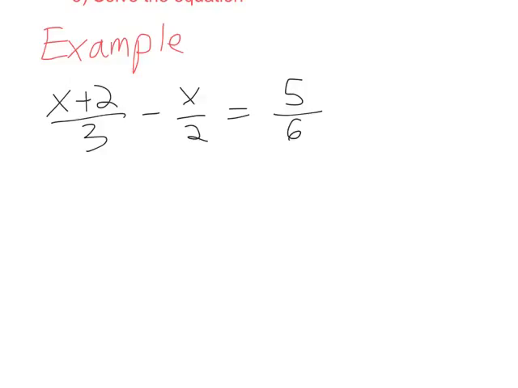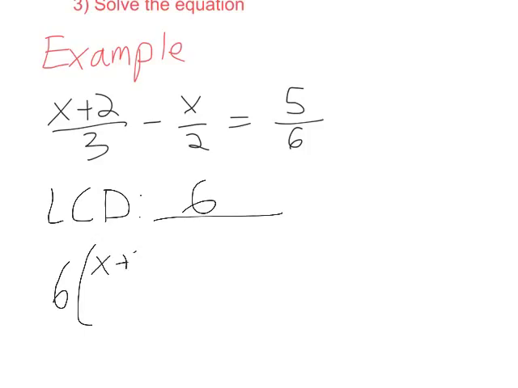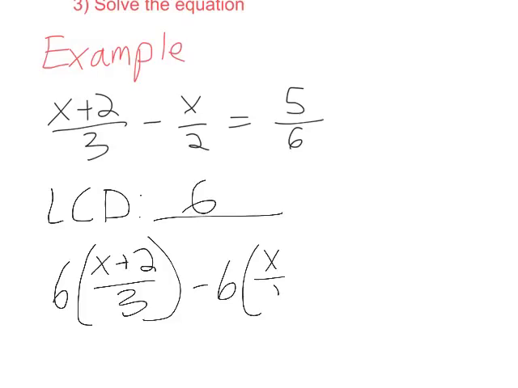It'll still work. So my denominators are 3, 2, and 6. 6 is the smallest number that all of those would go into, so 6 is going to be my least common denominator. And what I'm going to do now is multiply it times each individual term. Even if they weren't a fraction, you'd still want to multiply it by the 6. So we get 6 times (x + 2)/3 minus 6 times x/2 is equal to 6 times 5/6.